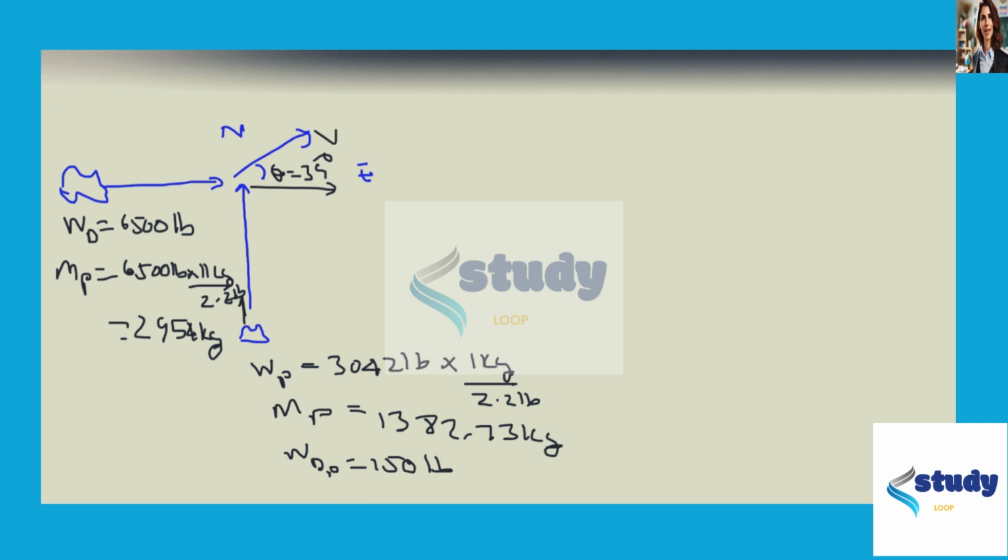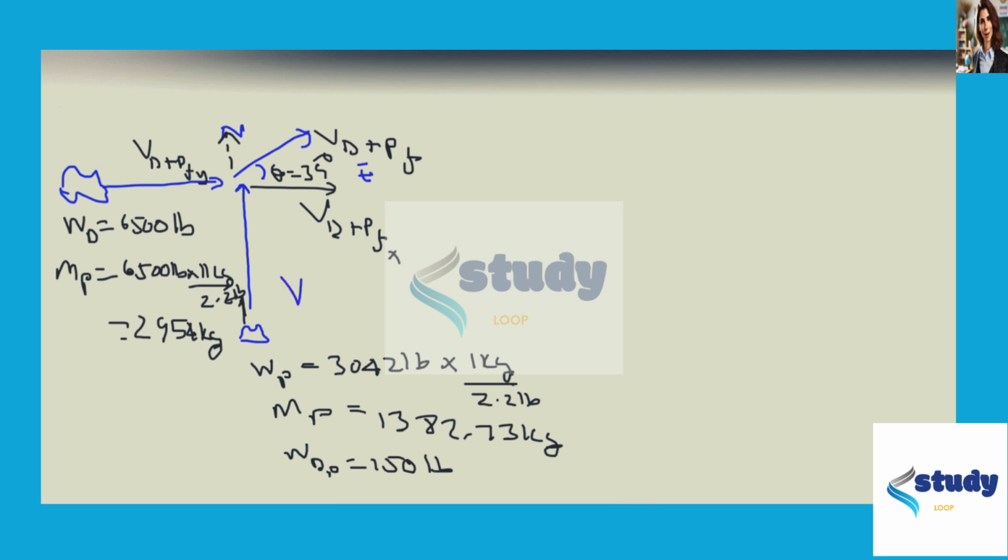There's a final velocity for the Durango and the Prius. And that final velocity can be split into two components: the final in the x, and also the final in the y direction.